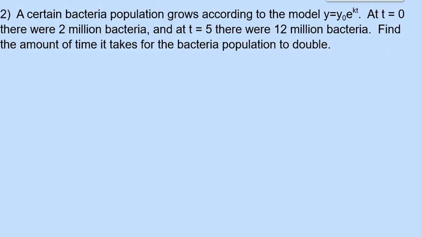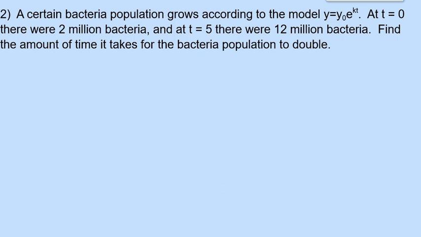Problem number 2. A certain bacteria population grows according to the model y equals y naught e to the kt. At time 0, there were 2 million bacteria, and at time 5, there were 12 million bacteria. Find the amount of time it takes for the bacteria population to double.